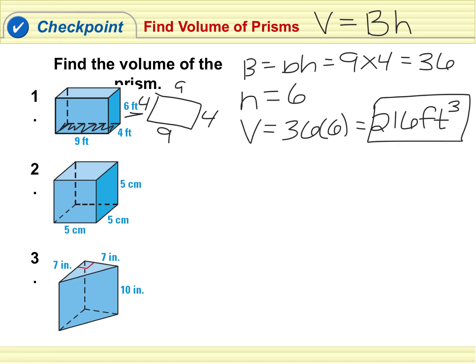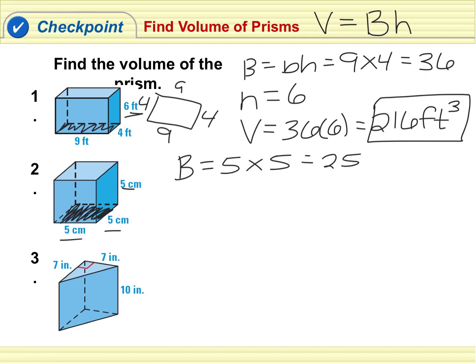Okay, last one. What's the shape of number 2? A rectangular prism. You can say that. What can I also call it? Cube. Yep, because all the sides are the same, so we can call that a cube, but it's also considered a rectangular prism. Okay, so if you need to redraw it, go ahead and do that. But what are all the side lengths? 5. Okay, so how do I find capital B? Good. 5 times 5? 25.